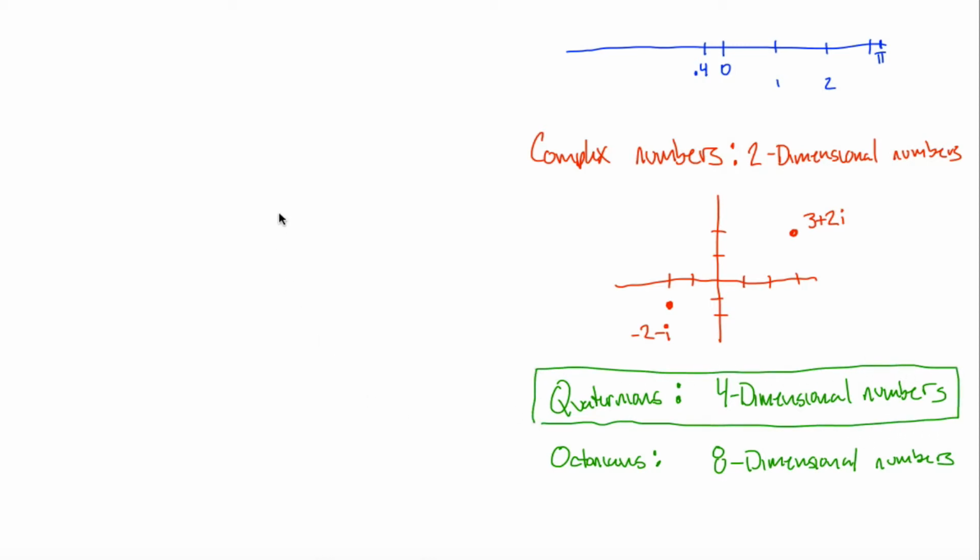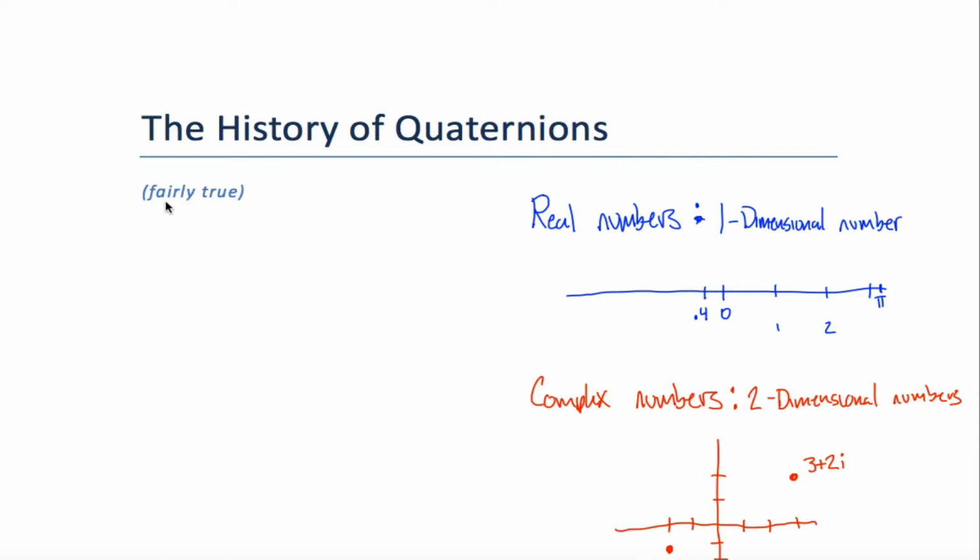First, I'm going to tell you their story. And this story is fairly true. What I tell you about quaternions will be exactly true, but the history, again, fairly true. I'm going to try to hit on the key concepts, but everything I actually tell you about the math will be true. I'm a math teacher, not a history teacher. So the story goes like this.